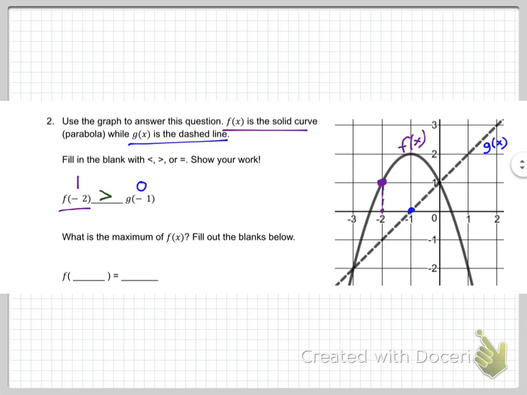The maximum of this function, of f of x, you know that's the topmost point. So I coded it in red there. And so the input is -1, the output is 2. So the way I fill out those blanks, f of -1 equals 2. That's the maximum of f of x.